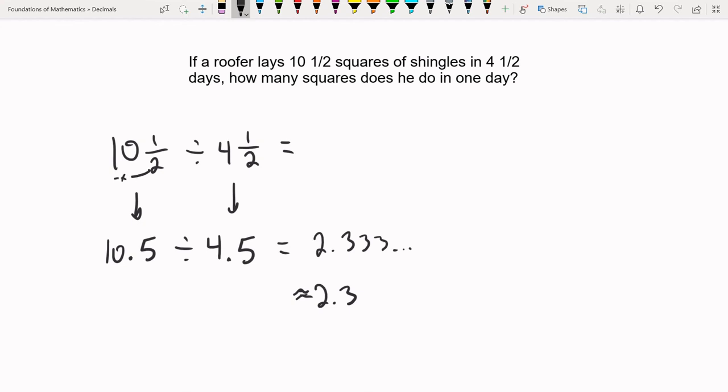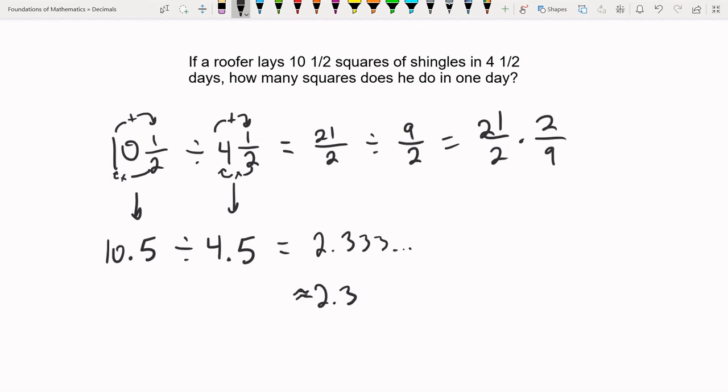So we go 2 times 10 is 20. 20 plus 1 is 21. And you always leave the same denominator, which is 2. The next one is going to be 4 times 2 is 8. 8 plus 1 is 9 over 2 again. That was the denominator that we had. Now, a division by a fraction is the same thing as a multiplication by the reciprocal.